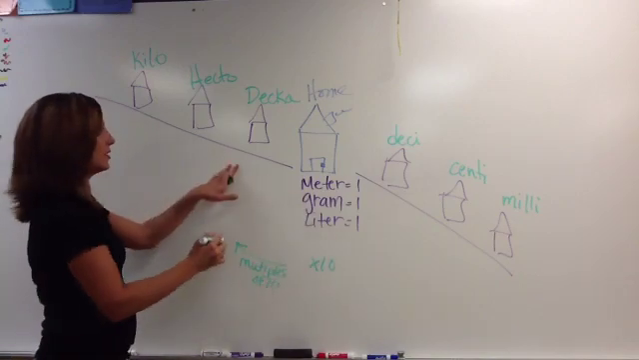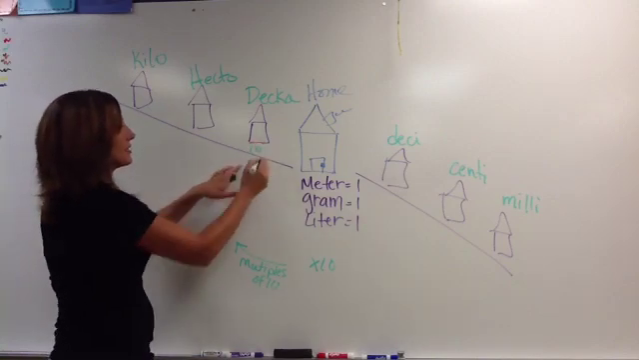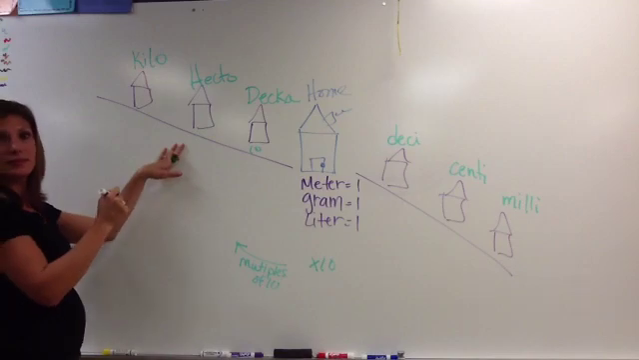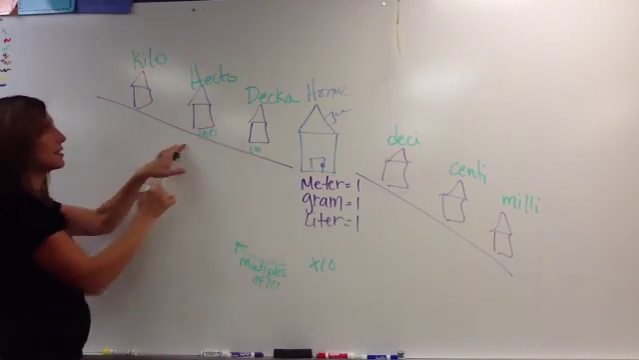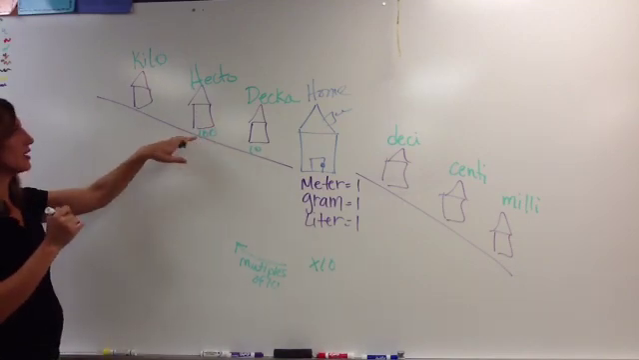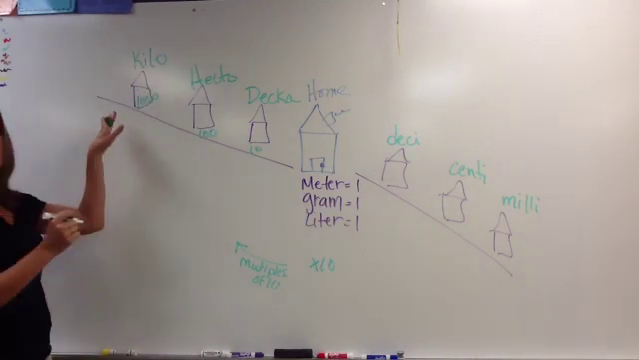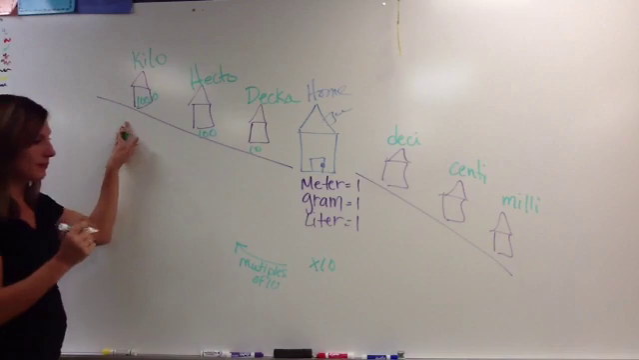One times 10 would be 10. Deca has a value of 10. 10 times 10 is 100. Hecto has a value of 100. 100 times 10 is 1,000. Kilo has a value of 1,000.